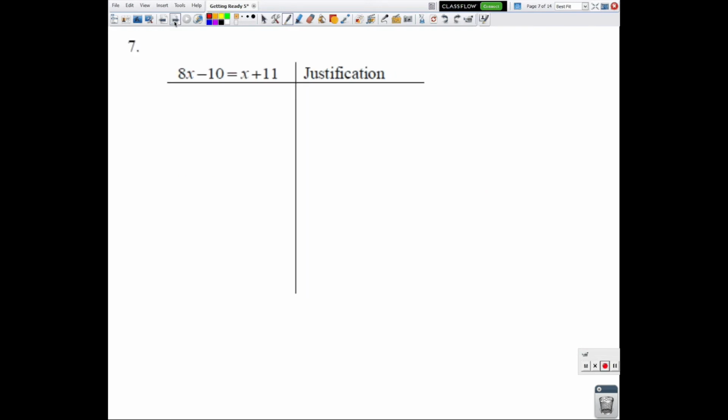Okay, number 7, our first one today with a variable on both sides. So usually we choose to eliminate the smaller of the two variables, meaning this is 8x, over here is only 1x, the lesser is 1x, so we eliminate positive 1x by subtracting 1x on both sides. So 8x minus 1x is 7x, still have minus 10, still have positive 11 on the right. And that was the subtraction property of equality.